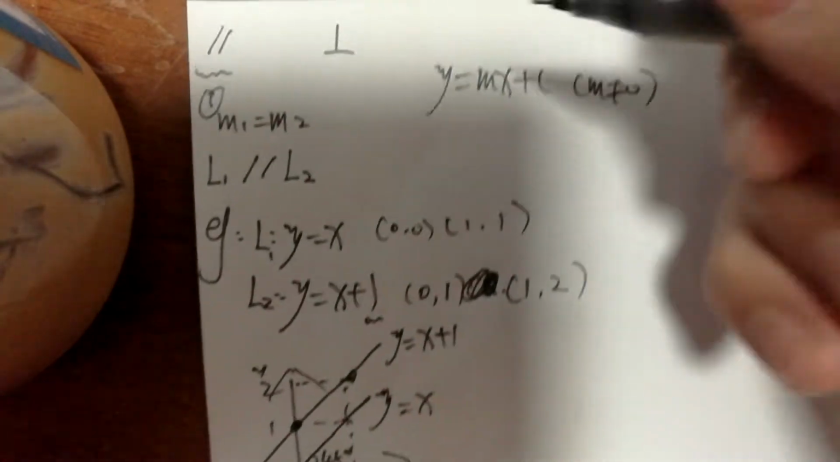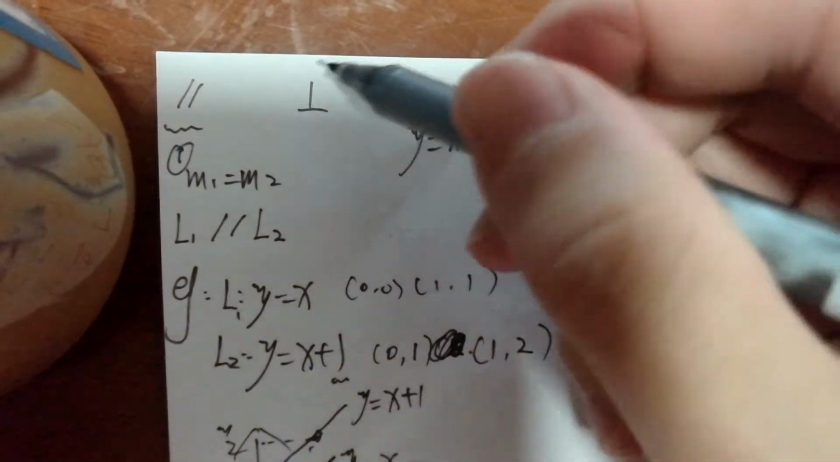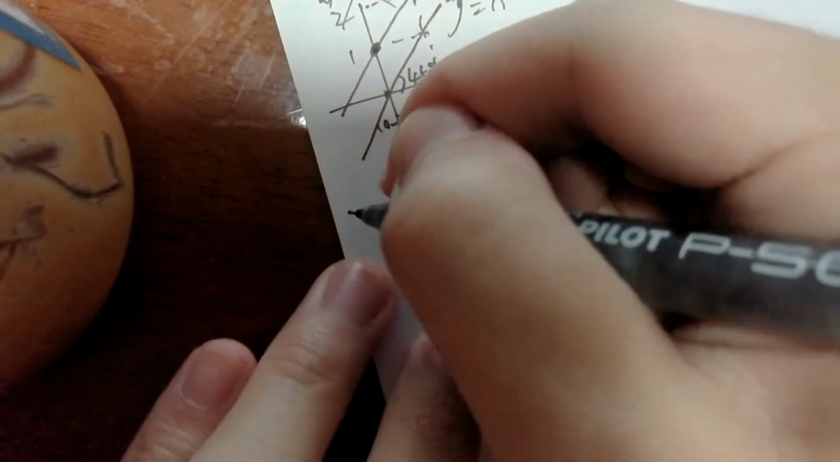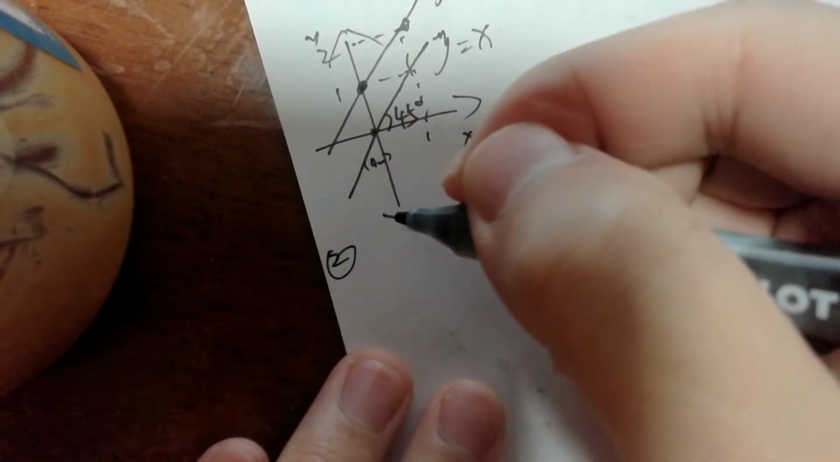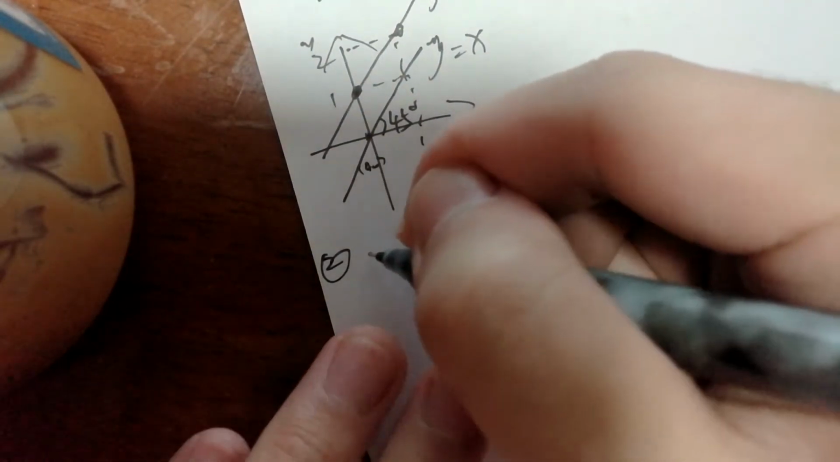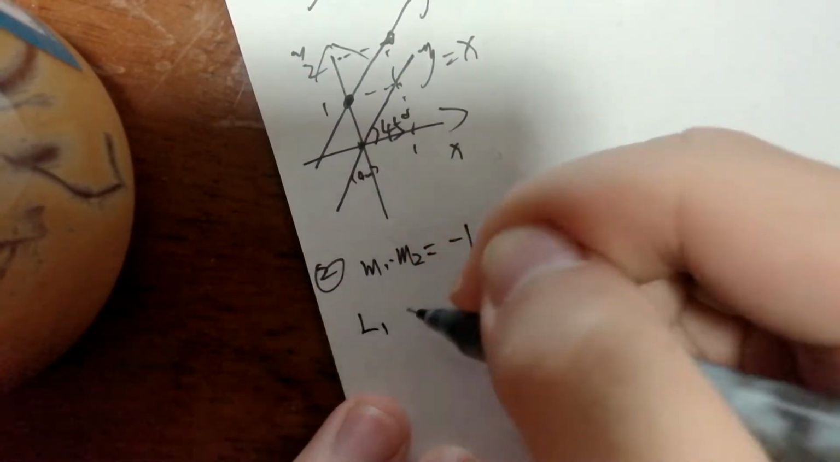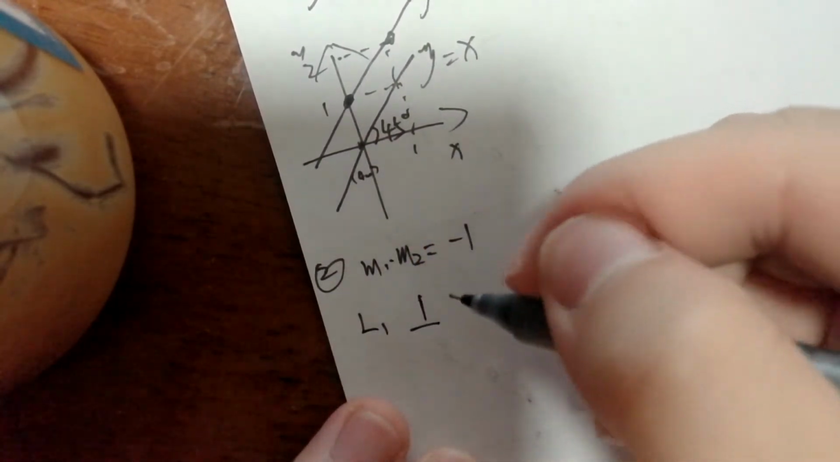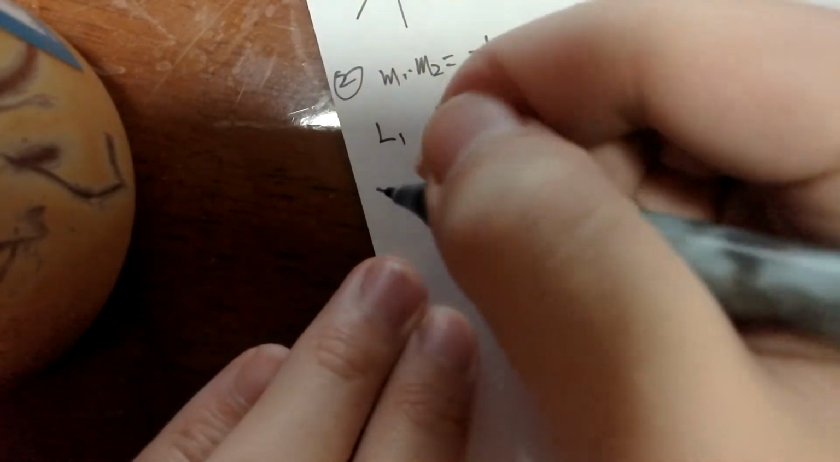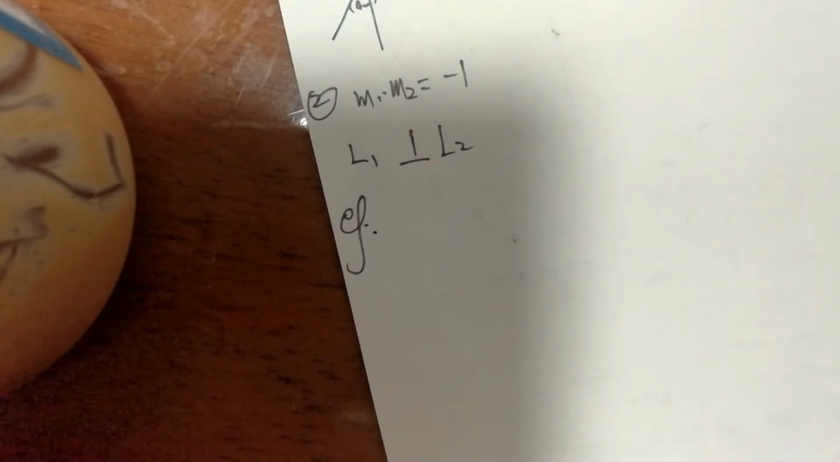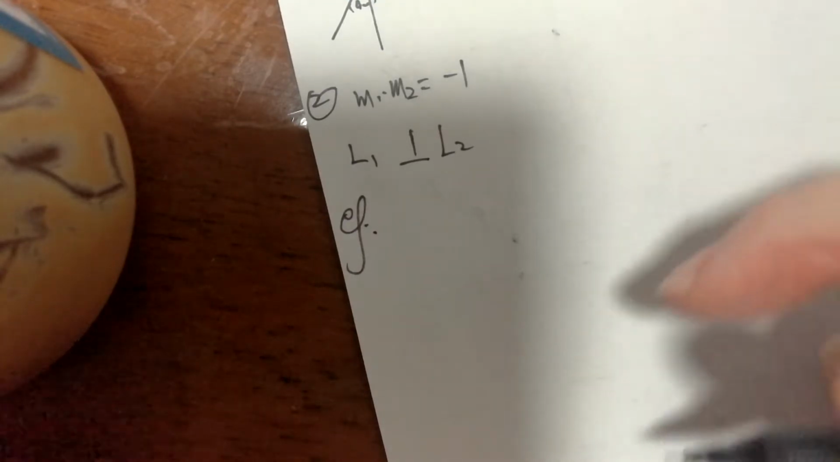The second one I was going to talk about is the perpendicular case. If two lines are perpendicular, then m1 × m2 = -1, and you can say L1, which is line 1, is perpendicular to L2. Again, you can try to think of an example. It's really hard to prove, actually, not for the high school student, I think. You can prove it, but you need to use a lot of stuff, so I'm too lazy to go through all of them. I will just put an example here.